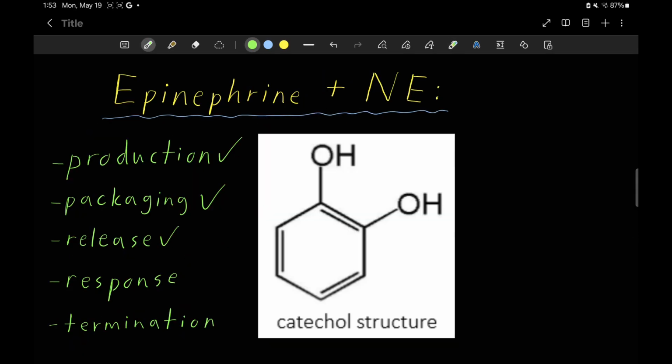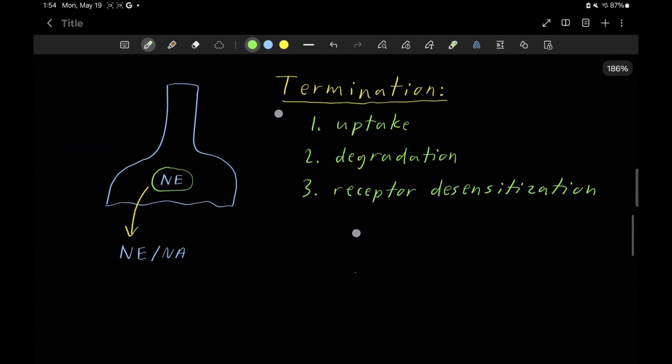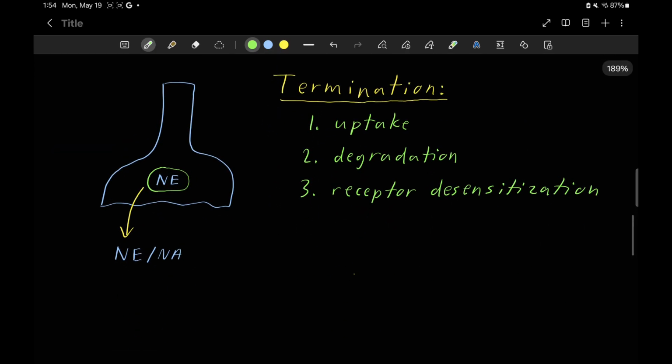So with that, we've covered the response step of epinephrine and norepinephrine. Both pretty similar responses, but used in different scenarios. But at the end of the response, the response must be terminated to prevent it from getting out of control. And there are a few different ways that these messenger molecules can be terminated.